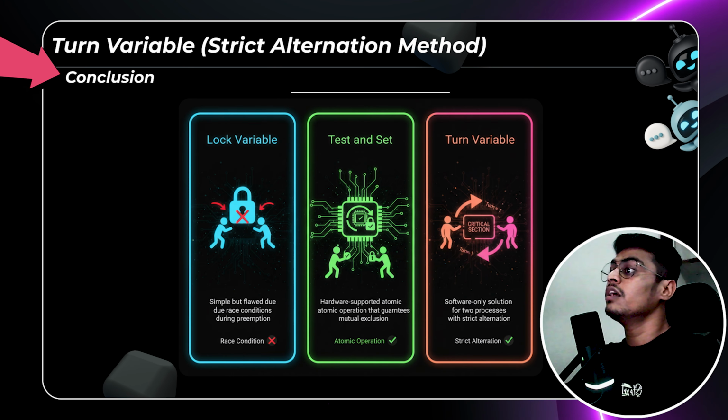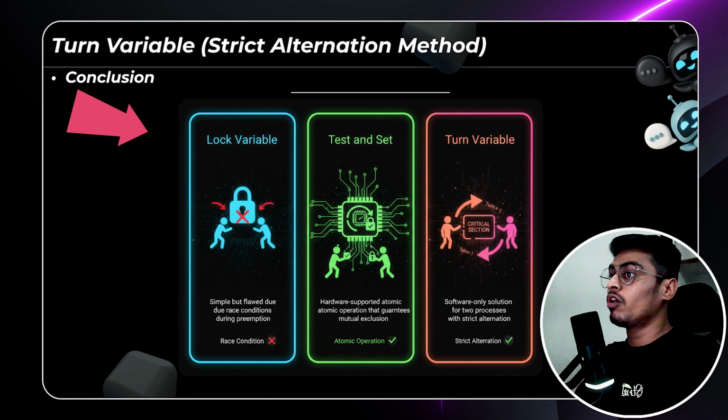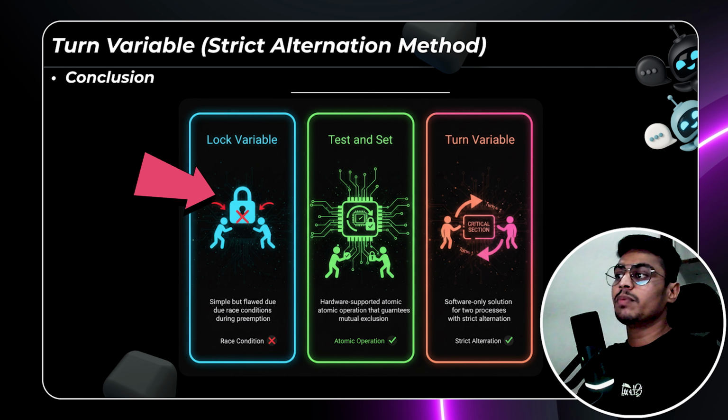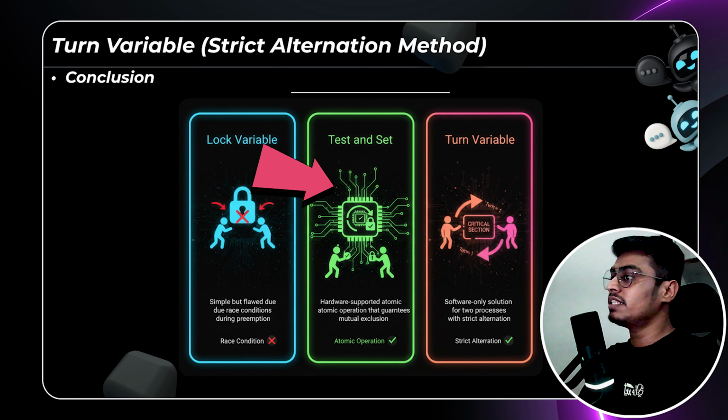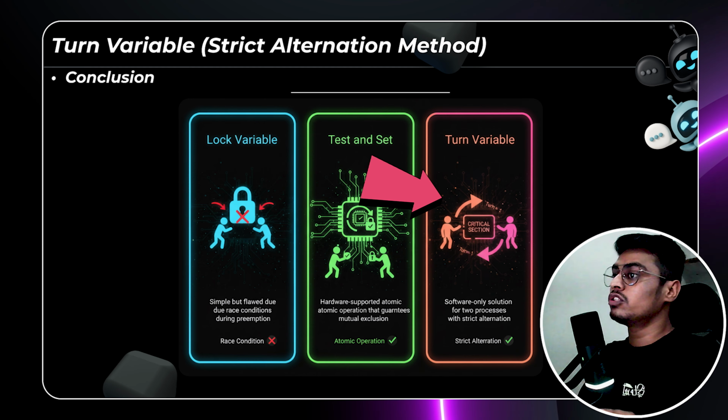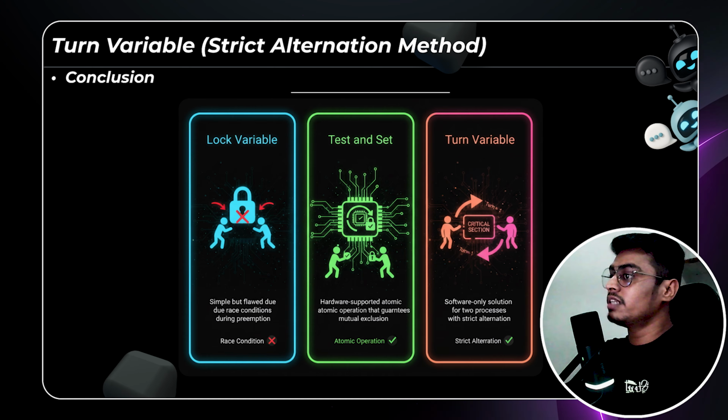Now for conclusion, we have covered three fundamental approaches for the critical section problem: lock variable, test and set, turn variable. Lock variable is simple but flawed due to race condition during preemption. Test and set is a hardware supported atomic operation that guarantees mutual exclusion. Now turn variable is a software only solution for two processes with strict alternation. Each method has its strengths and limitations.